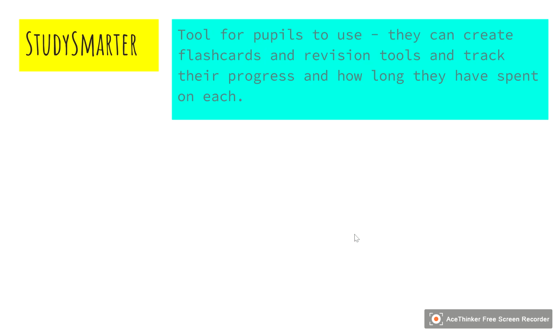The final tool I've got to look at is one called Study Smarter. This tool was actually introduced to me by one of my Nat 5 pupils, and it's one where pupils can create flashcards and revision tools, and they can track their own progress and how long they've spent on each. So say you had a Nat 5 pupil, they could have a folder for each subject they're doing, so say it's 6 subjects, and they can create flashcards within each subject, and then use that to then track their own progress and their own revision.